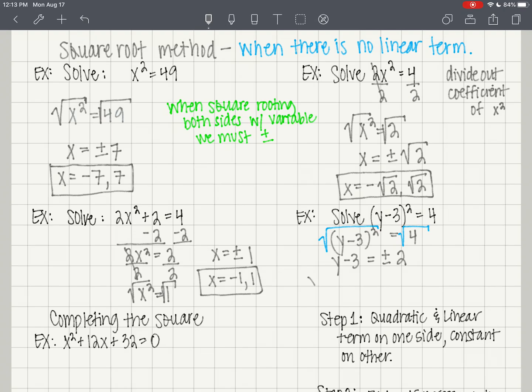So that's two different equations. I have y minus 3 equals -2 and y minus 3 equals +2. When I add 3, I get y equals 1, and when I add 3 on the right side, I get y equals 5. Two answers, y equals 1 and y equals 5.